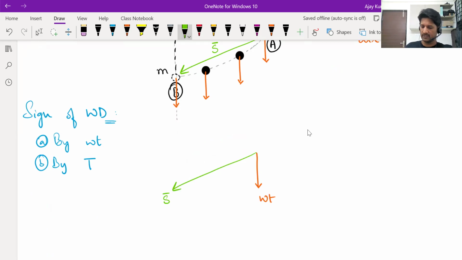What is the angle between them? Acute, obtuse, or 90? Good, sir. Less than 90, acute angle. So work done by weight will be positive, negative, or 0? Positive, sir. Positive.